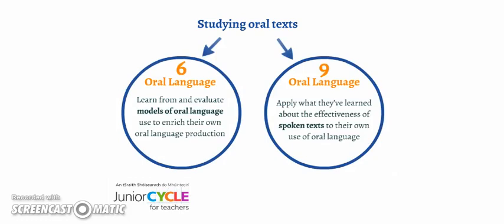The importance of studying oral texts as oral texts, listening to them, not simply reading written transcripts of them, is contained in learning outcomes 6 and 9. So we want students to have opportunities to learn from and evaluate models of oral language use to enrich their own speaking. And we also want to give them opportunities to apply what they've learned about the effectiveness of spoken texts to their own use of oral language.